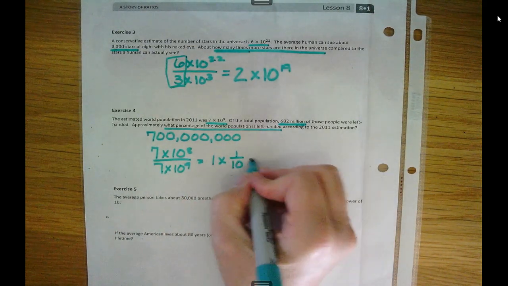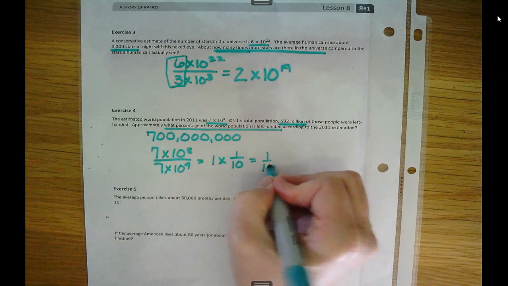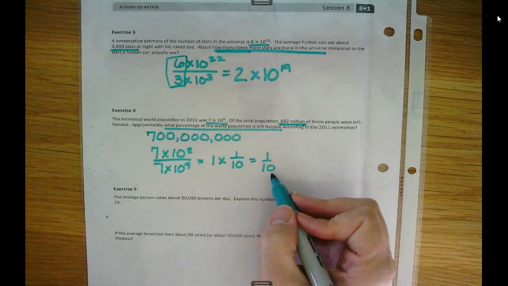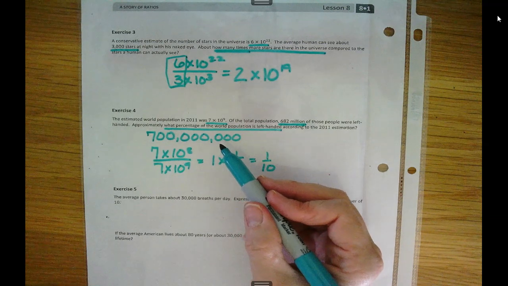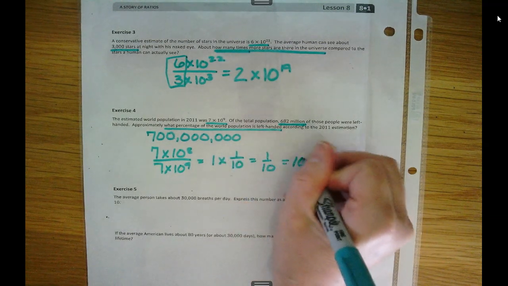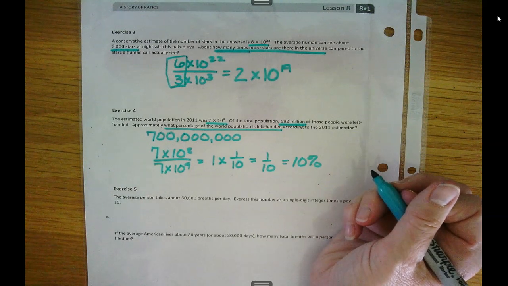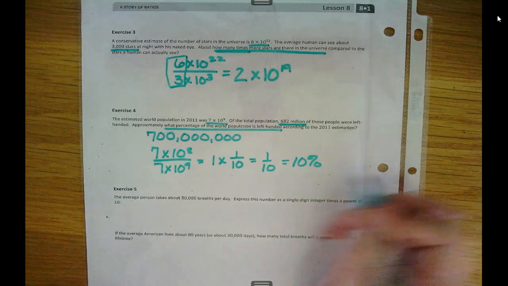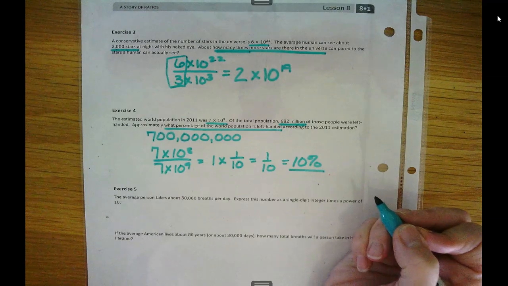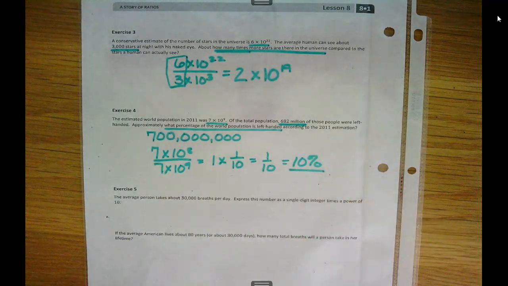And 1 times any number is that number, so this just equals 1/10. 1/10 as a percentage is 10%. So the percentage of the world population that is left-handed is about 10%, according to this problem.